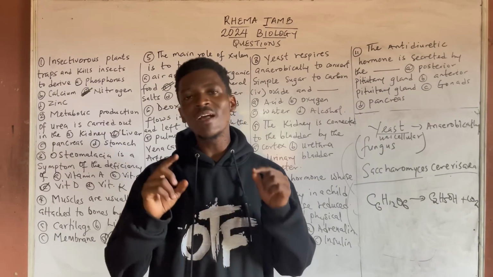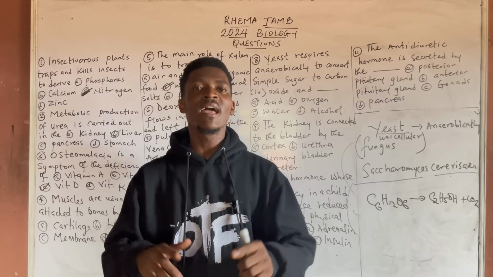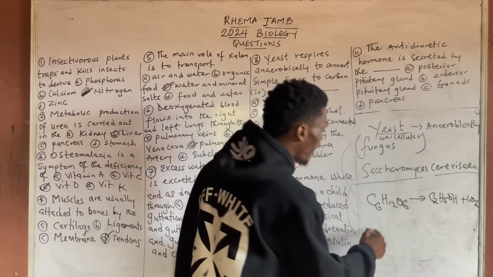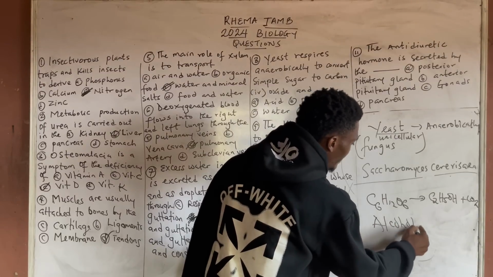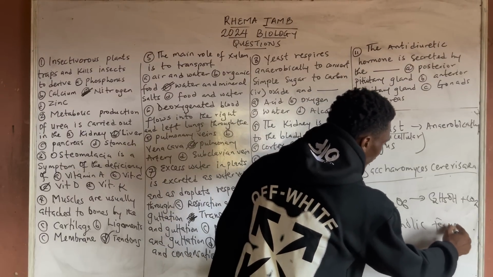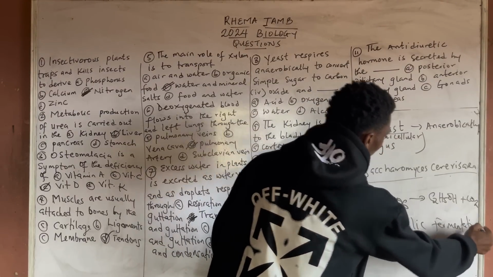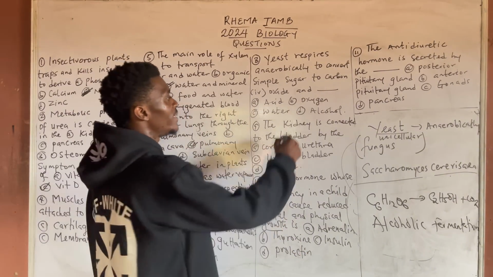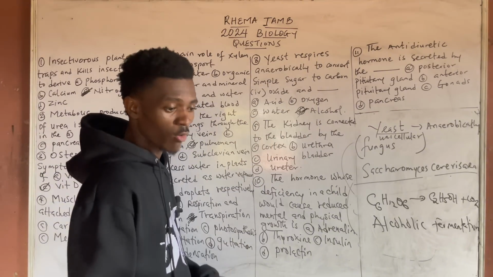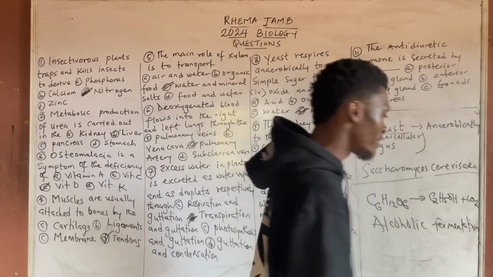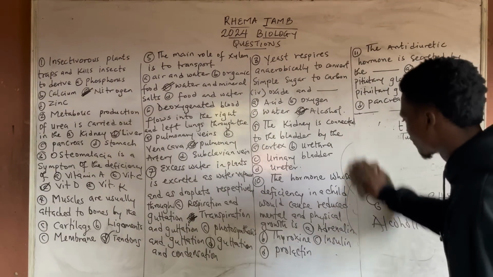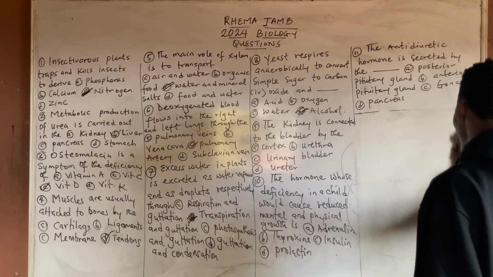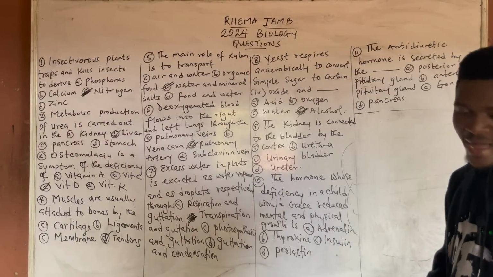All right. And one thing very important that you need to know is this: anaerobic respiration of yeast is also called alcoholic fermentation. That's another name for the anaerobic respiration of yeast, alcoholic fermentation. So the correct option to this question is D, alcohol. That's alcohol, which is in the form of ethanol and CO2. Let's progress. Question 9. The kidney is connected to the bladder by the dash.